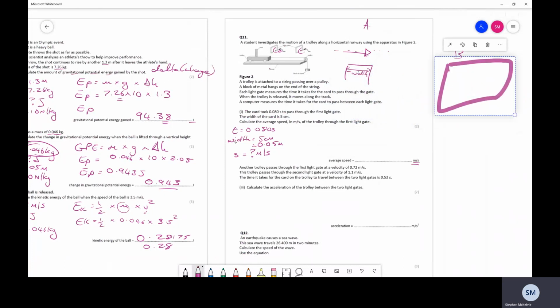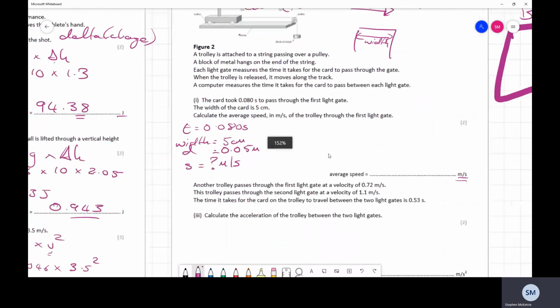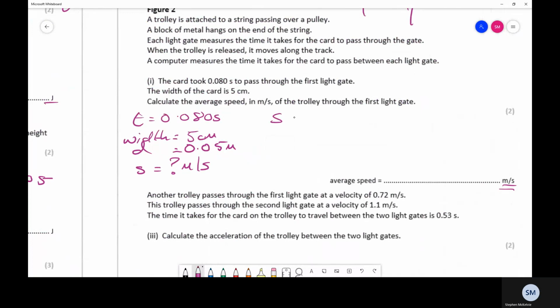So maybe instead of thinking of this as width, we'll think of this as distance. Then we'll be able to find the answer. Speed is equal to distance divided by time. Speed is equal to 0.05 divided by 0.08, giving me a number of 0.625. Or I could do, if I wanted to, 0.63.